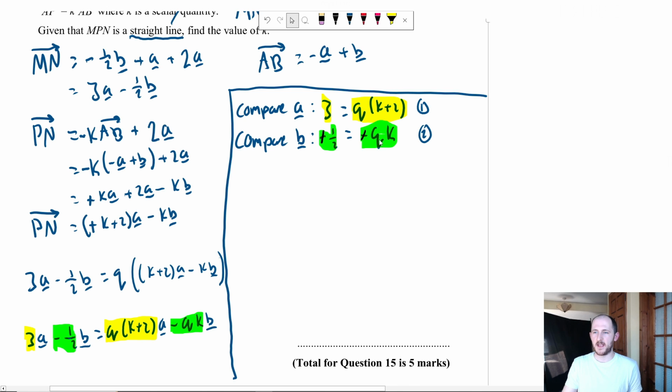Anyways, if I rearrange equation 2, I can get that q is equal to 1 over 2k by just dividing both sides by k.